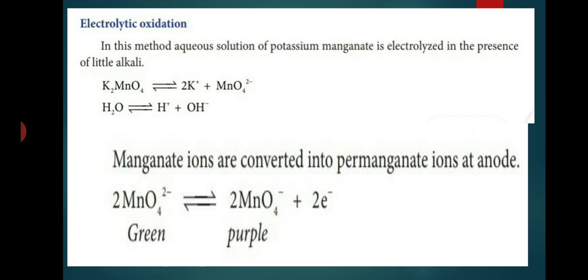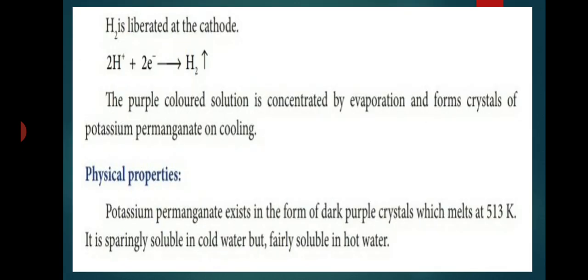Two electrons are liberated at the anode due to the formation of permanganate ions, which are purple in color. So the green color changes into purple color. And hydrogen is liberated at the cathode: 2H plus plus 2 electrons gives H2. The purple colored solution is concentrated by evaporation on heating, and it is converted into crystals on cooling.